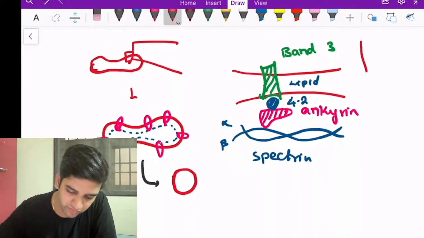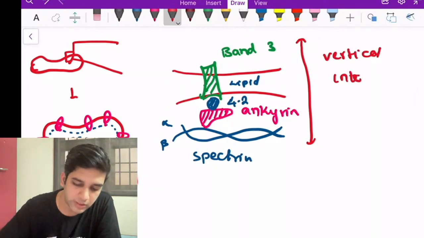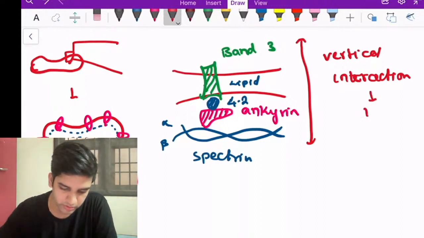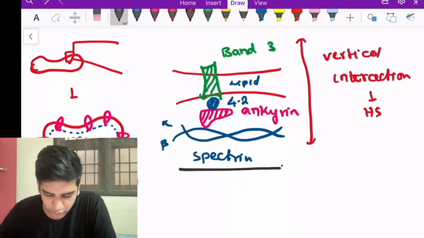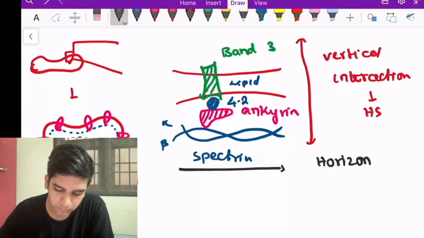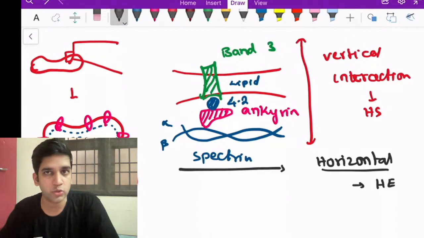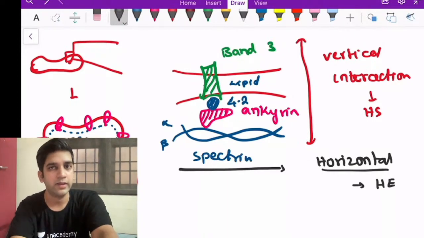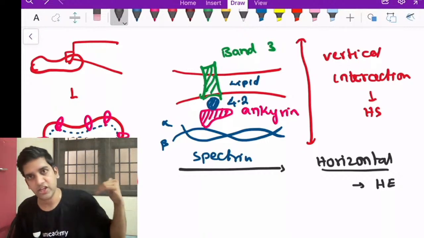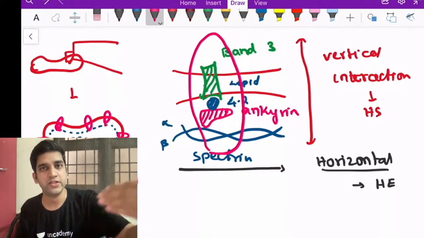This I'm going to call the vertical interaction. These are the proteins involved in the vertical interaction. Any protein involved in the vertical interaction, if mutated, you're going to have hereditary spherocytosis. And this protein here is the horizontal interaction. In the horizontal interaction, I have only one protein, which is spectrin, right? If that protein is mutated, it will result in hereditary elliptocytosis. See, does the vertical interaction include spectrin also, or not? It will include spectrin, for sure, right? So my vertical interaction will have spectrin, my horizontal interaction will have only spectrin. So any mutation in the vertical interaction will result in hereditary spherocytosis, right?